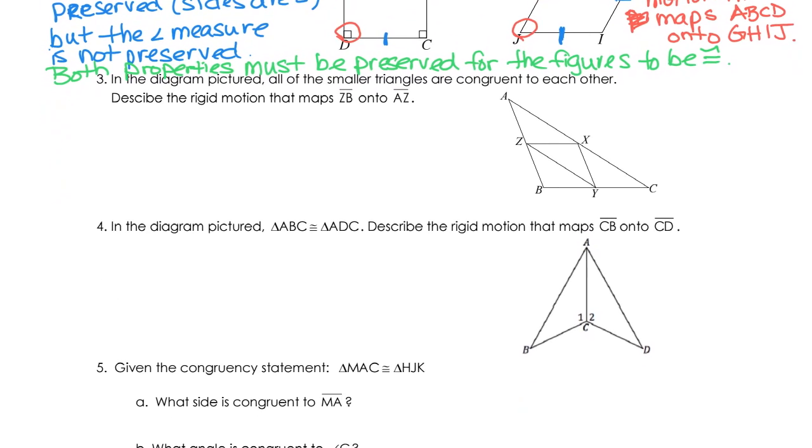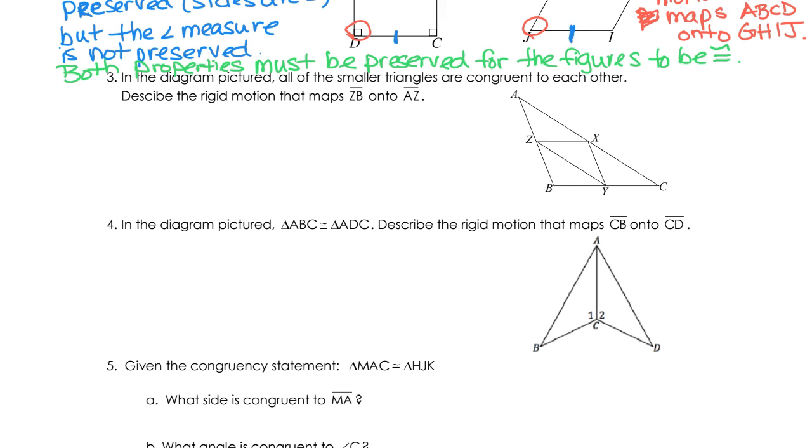All right. Number 3, guys, it says in the diagram pictured, all of the smaller triangles are congruent to each other, and they want you to describe the rigid motion that maps ZB onto AZ. Again, guys, I can think of a lot of rigid motions. I can see that I could take that red line segment and slide it to the blue one. I also see that I could reflect the red line segment and flip it onto the blue one. I also see, guys, that I could rotate the red line segment onto the blue one.